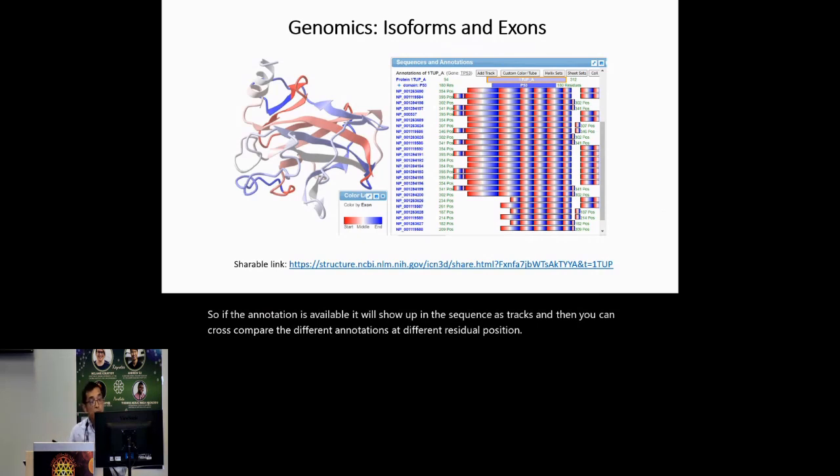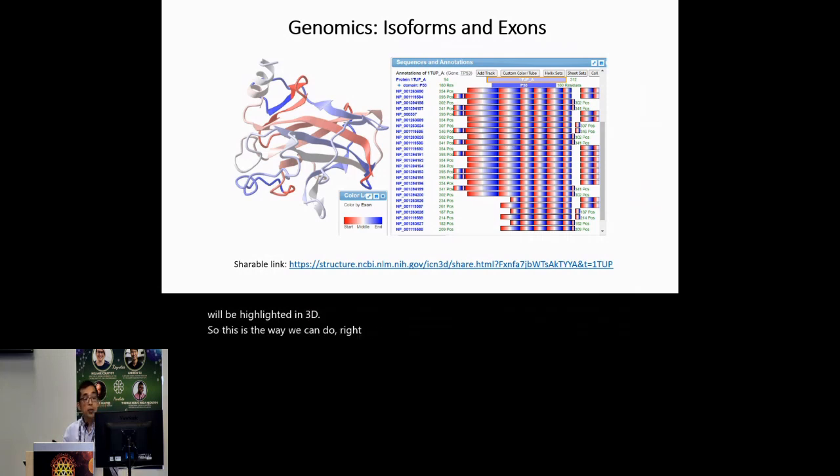Here I want to show some links from protein to genomics by showing isoforms and exons. The top line shows the sequence, and then it shows the conserved domain. Then it shows all the isoforms as tracks, and all the exons are shown with or without the 3D coordinates. If you click on an exon, the structure will be highlighted in 3D. This is what we can do right now.